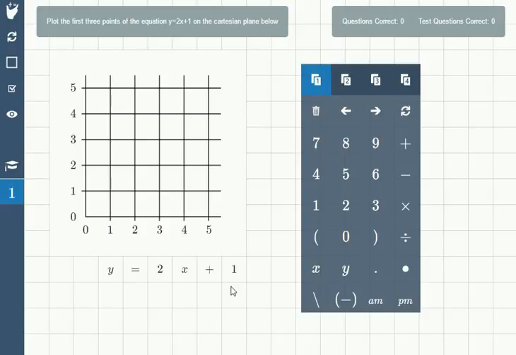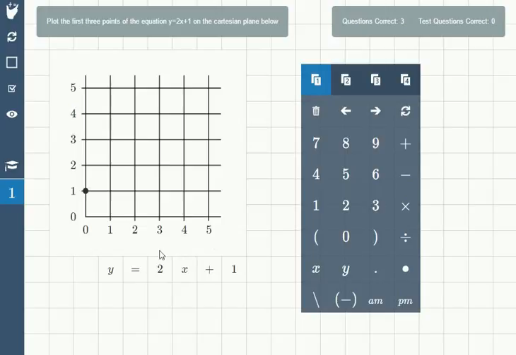So now that we know that, let's plot the y-intercept based on this equation here. In this equation, our y-intercept is plus 1, which means we can go straight to the y-axis and place a dot at plus 1. This will be the first point of our equation that we're going to plot, the starting point of our equation.